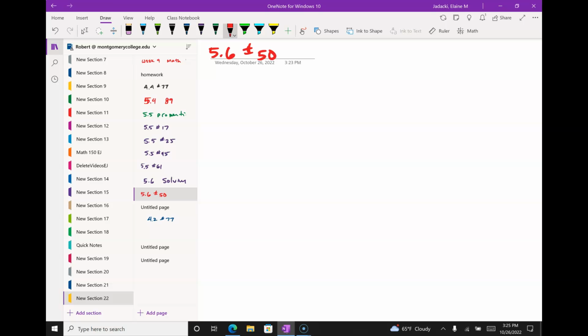So 5.6, number 50. I want to solve for x. 2 to the x plus 1 equals 5 to the 1 minus 2x. What logs do you see that I could use that would work here? What log functions do you see that I could use? Log base 2, log base 5, log base 10, or ln? I'm going to choose ln. I always choose ln.